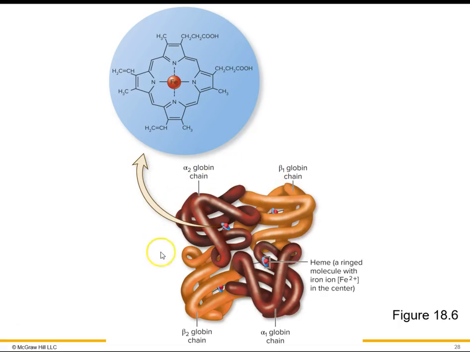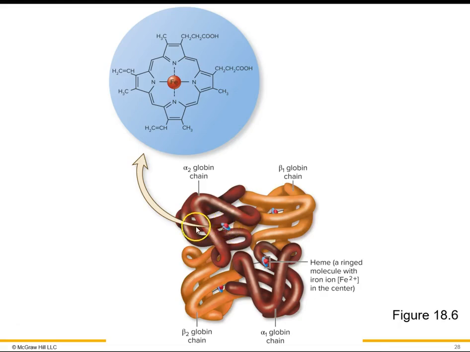Okay, so here is the hemoglobin molecule itself. You can see it's composed of 2 alpha chains, it's these dark brown proteins here, and 2 beta chains, these tan proteins. And each one of those chains has a heme group inside of it.